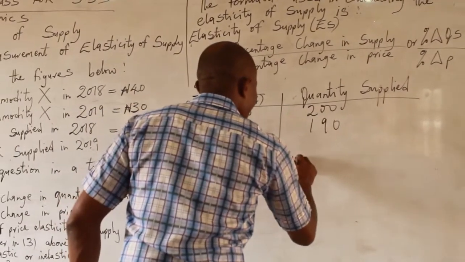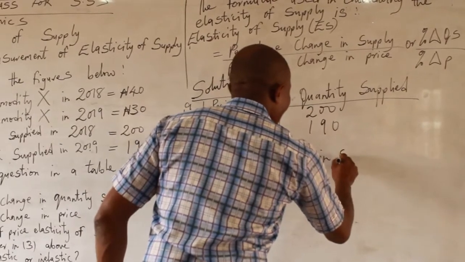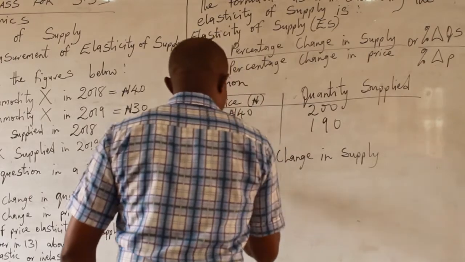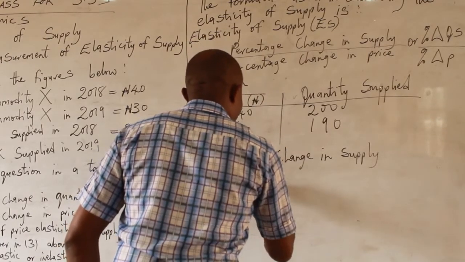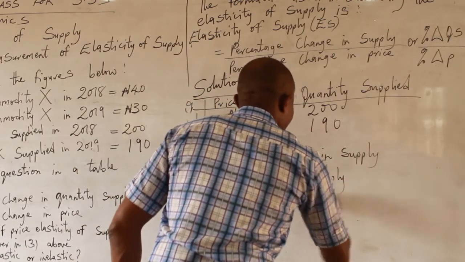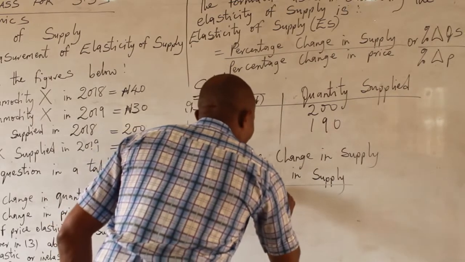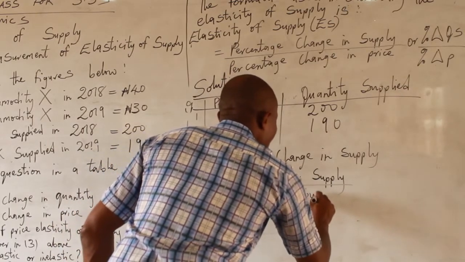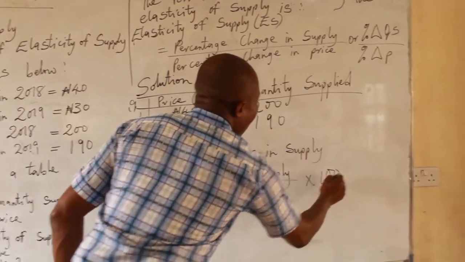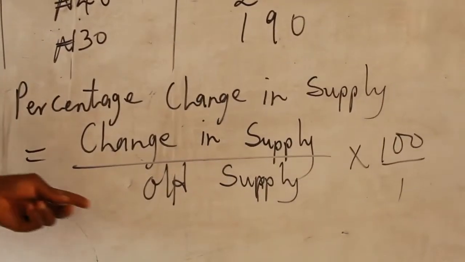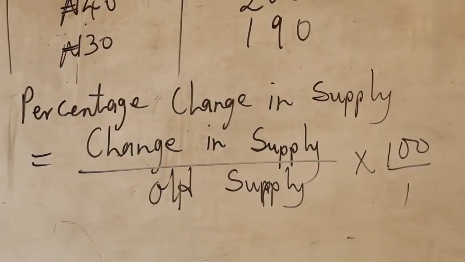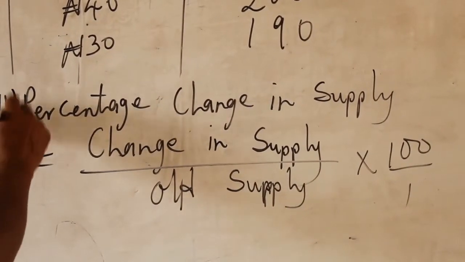Percentage change in supply will be equals to change in supply over old supply times 100 over 1. That is the formula that will enable us to determine the percentage change in supply, and that is our B1.